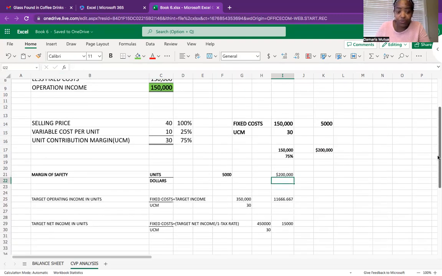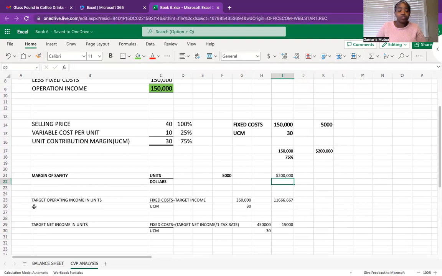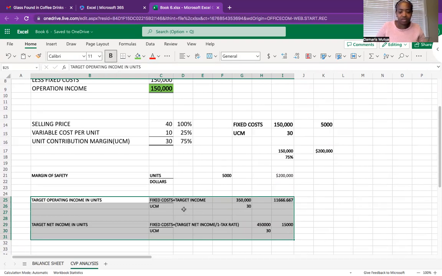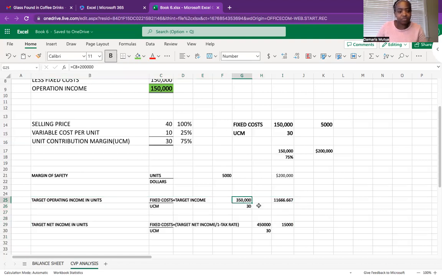Very first, I want to show you how to calculate your break-even using your target income. Like I'm targeting, let's say for example here, an operating income of 200,000. So you get your fixed costs, you add to your target income, divide by UCM, unit contribution margin. So let me show you how we do it here.